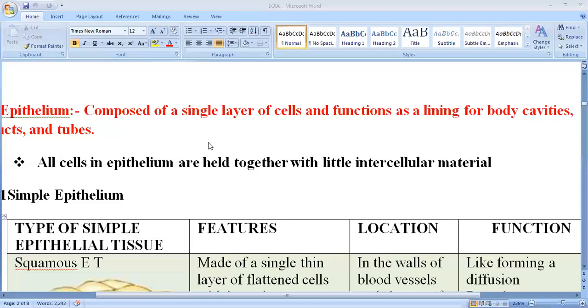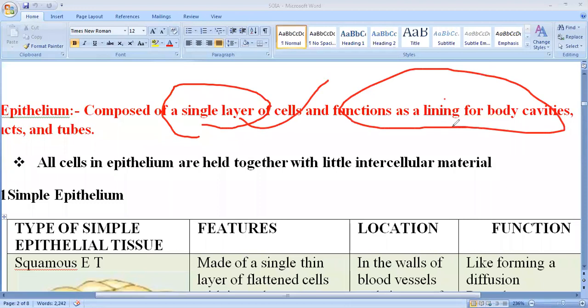Epithelium tissue is classified into two different types: simple epithelium and compound epithelium. Simple epithelium is composed of a single layer. If you read one by one, simple epithelium is composed of a single layer of cells and functions as a lining for body cavities. It forms the lining of ducts and tubes, the inner lining of the body cavities.